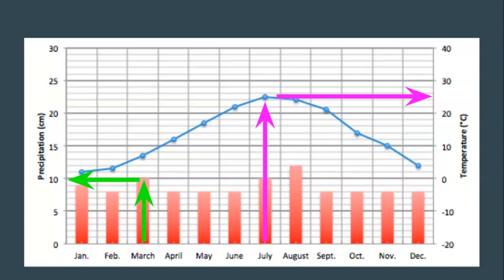In fact, it's about 25 degrees because, again, I'm skip counting by twos. So it goes 20, 22, 24, 26. Since that dot is in between 24 and 26, I would estimate that the temperature in July is about 25 degrees Celsius.